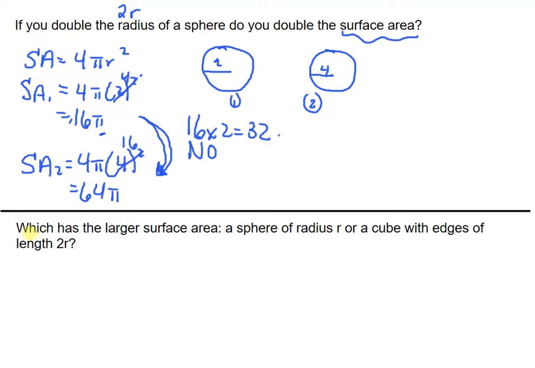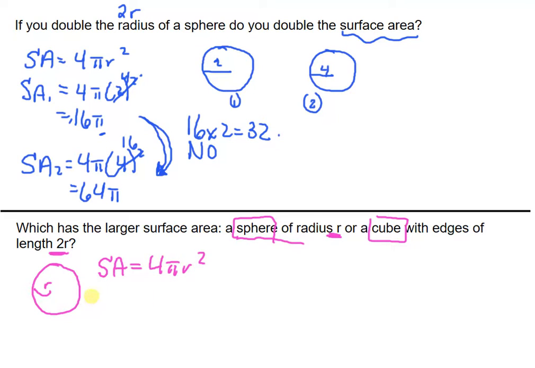And the second example: which has a larger surface area? A sphere with a radius r, or a cube, let's put a box around there, with the edges of length 2r. Okay, so sphere with r. Let's calculate surface area equals 4 pi r squared. We don't actually have to sub in the radius because that one's already simplified. Now let's see if we can solve this for 2r, 2r, and 2r.